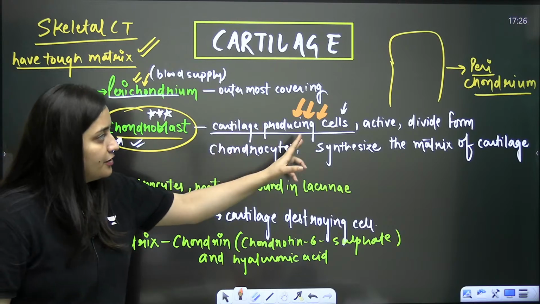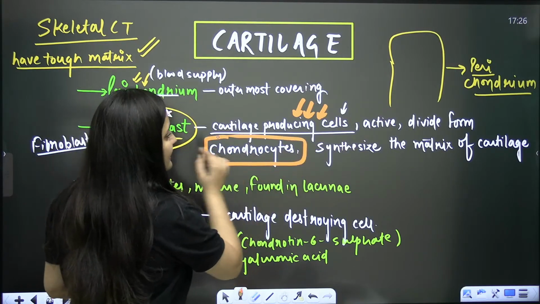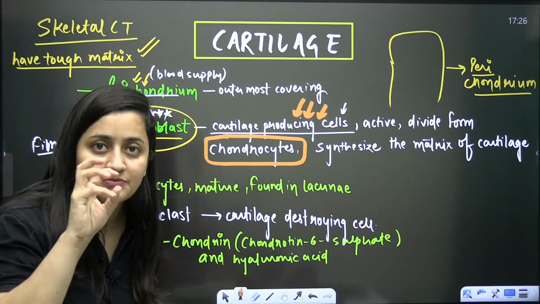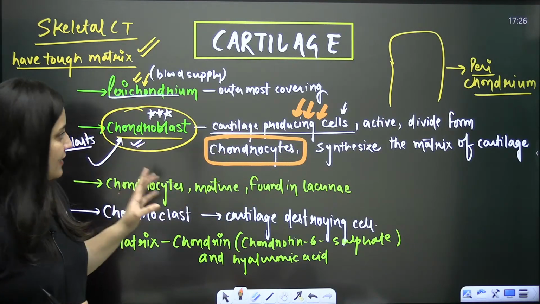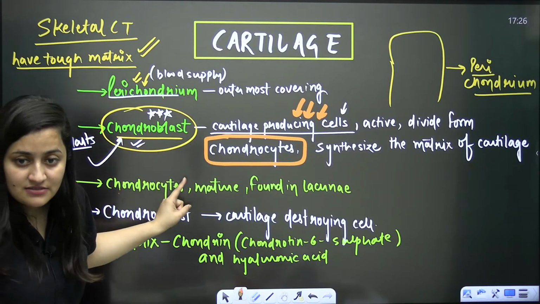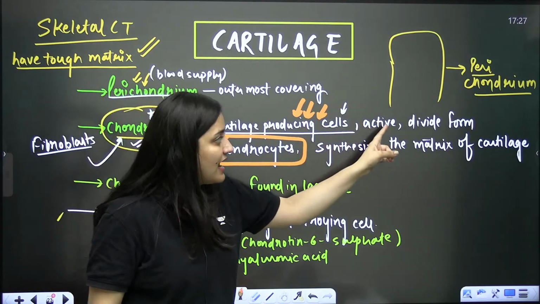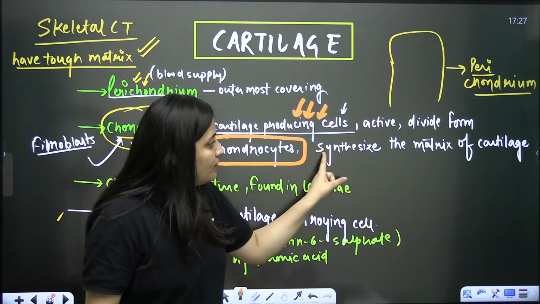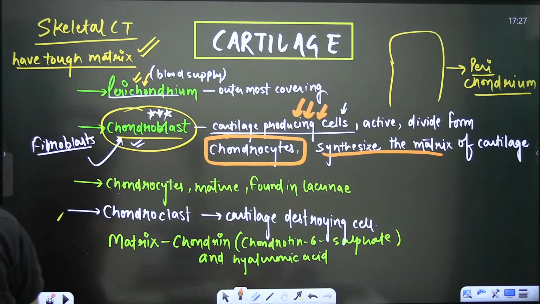These cells are active, they divide, and they will form chondrocytes. Chondroblasts are active cells, meaning they are small in size, and once they become mature, you will call them chondrocytes. I'm repeating this because it is important, please take a note of it. Chondroblasts are actively dividing, and they also synthesize the matrix of the cartilage. Clear?